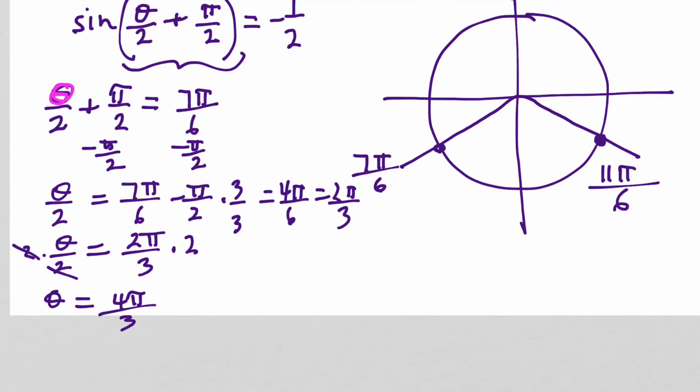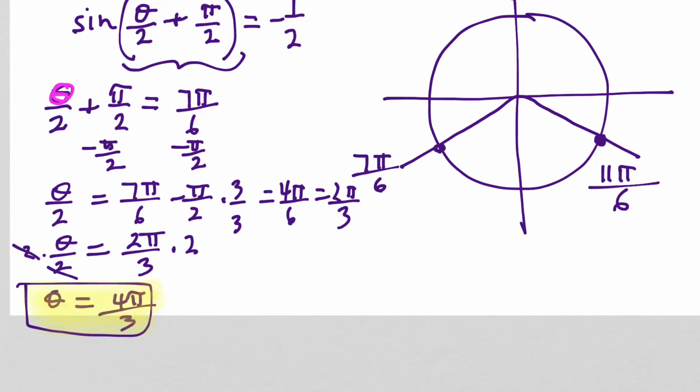All right, so if theta is 4 pi over 3, then I have a true equation. The significance of that is if I put 4 pi over 3 in for theta, divide that by 2 and add pi over 2 and take the sine of that, I should get negative 1/2.